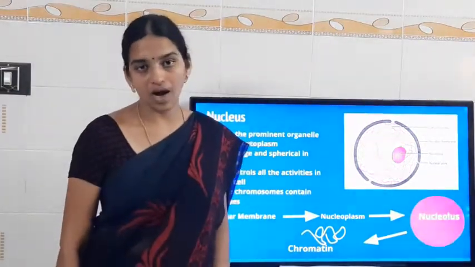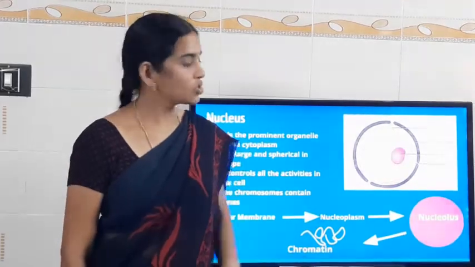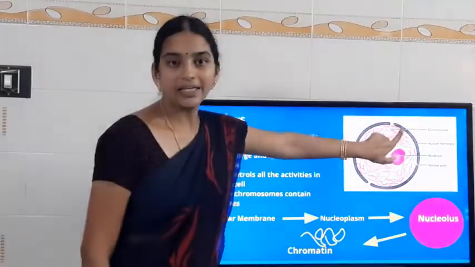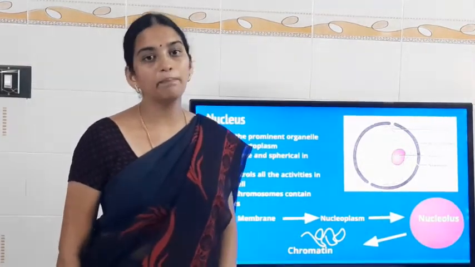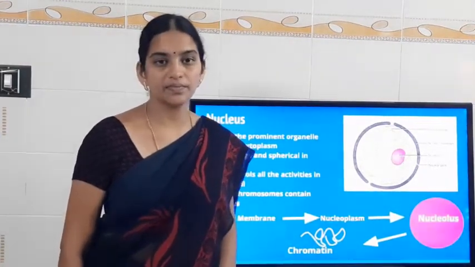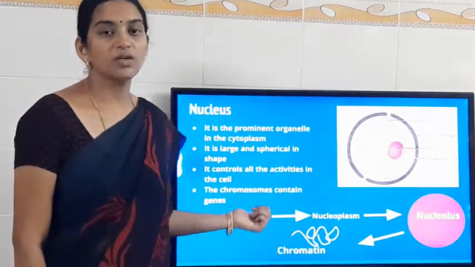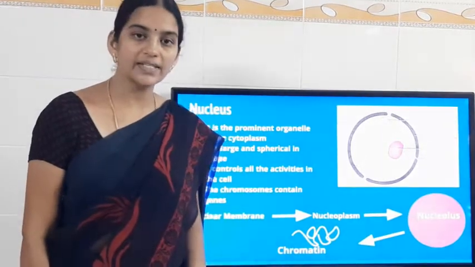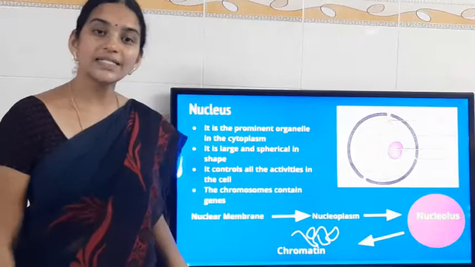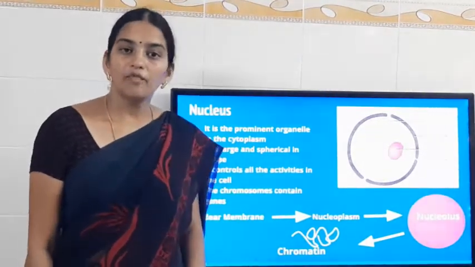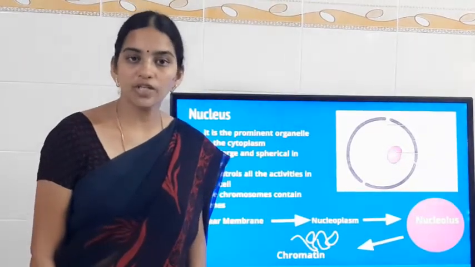After cell division occurs, these fibers become thick and form structures called chromosomes. And these chromosomes carry the genetic information from parents to the offspring. This nucleus differs in its position in animal cells and plant cells. In the animal cells, this nucleus lies in the center of the cell, whereas in the plant cell, it lies at the edge of the cell.